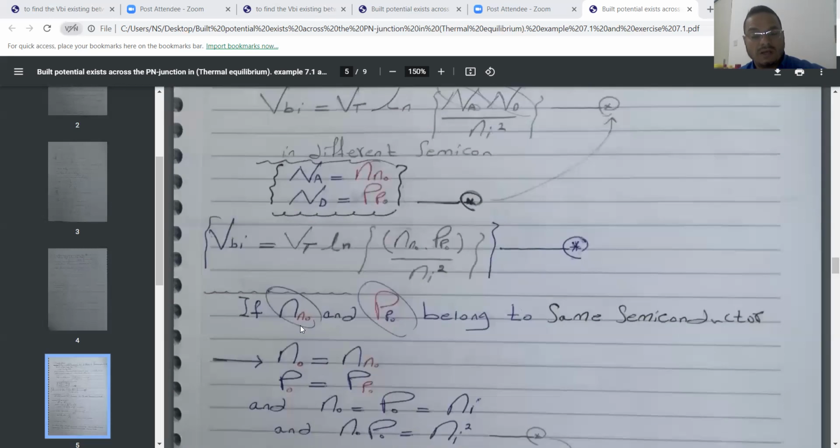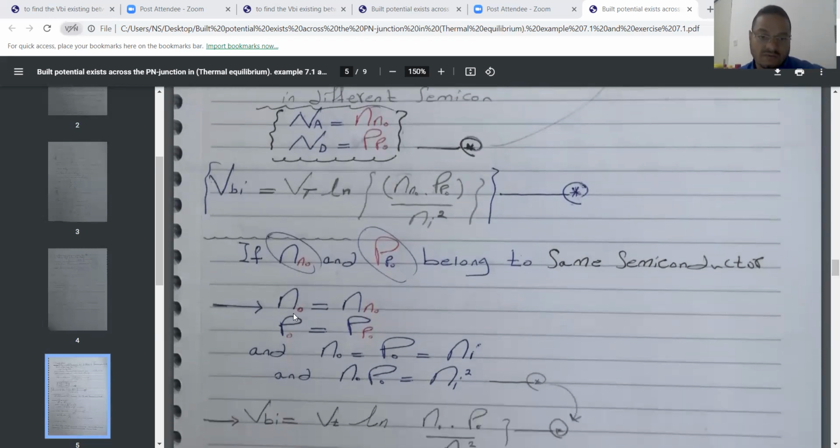If majority electrons and majority holes belong to the same semiconductor, what will happen? No way, we don't have any built-in potential at all. VBI will equal 0. Let's see why.